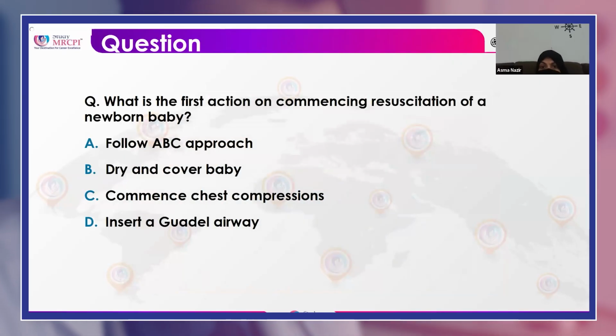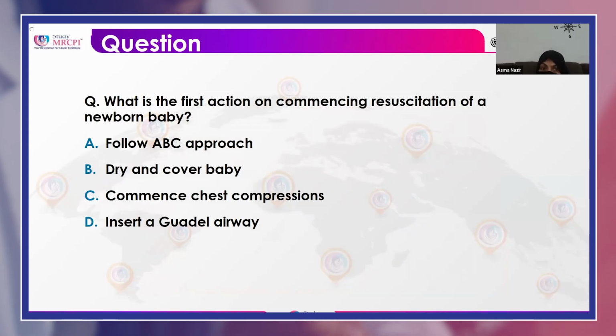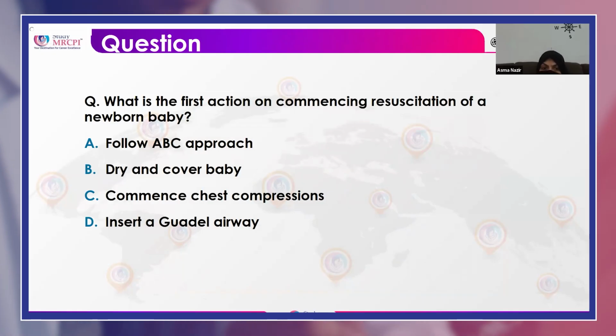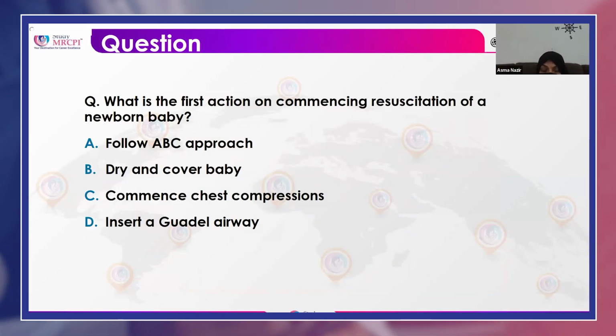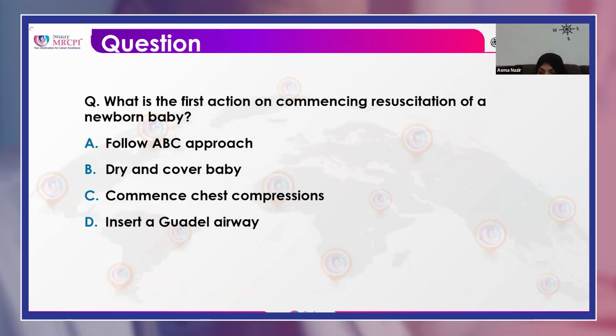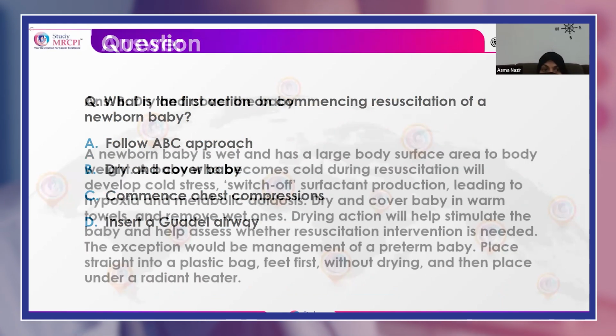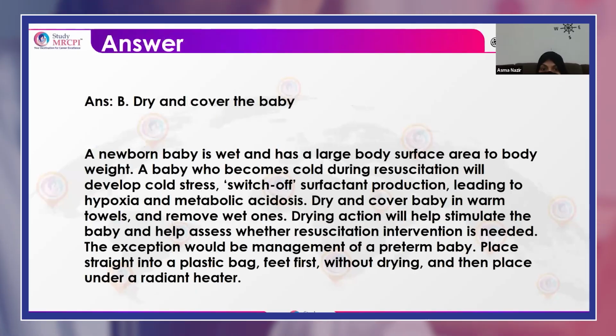What is the first action on commencing resuscitation of a newborn baby? Option A, follow the ABC approach. Option B, try and cover the baby. Option C, commence chest compressions. Or option D, insert a Guedel airway. As we have gone through the slides and the important charts, we know what the right answer is. The right answer is we have to dry the baby and cover the baby. This all is taken from neonatal resuscitation.